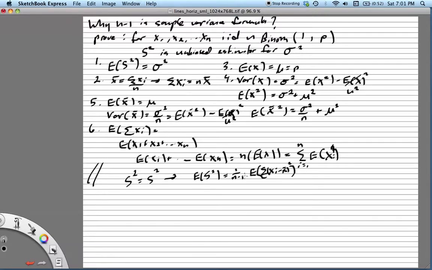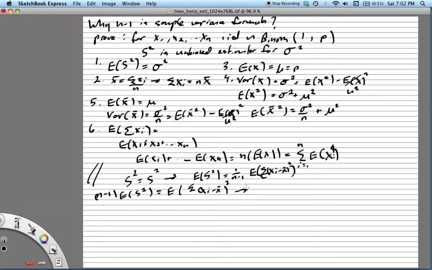Okay, and then I'm going to multiply both sides of the equation by n minus 1. So what I end up with is n minus 1 times the expected value of the sample variance is equal to the expected value of this sum, xi minus x bar squared. Okay, so what can we do in here? First of all, we need to just start dealing with this piece by piece. We're not going to get around it.